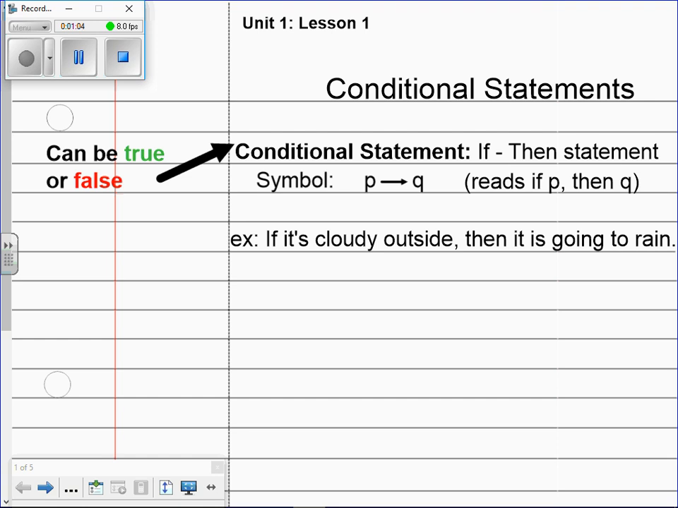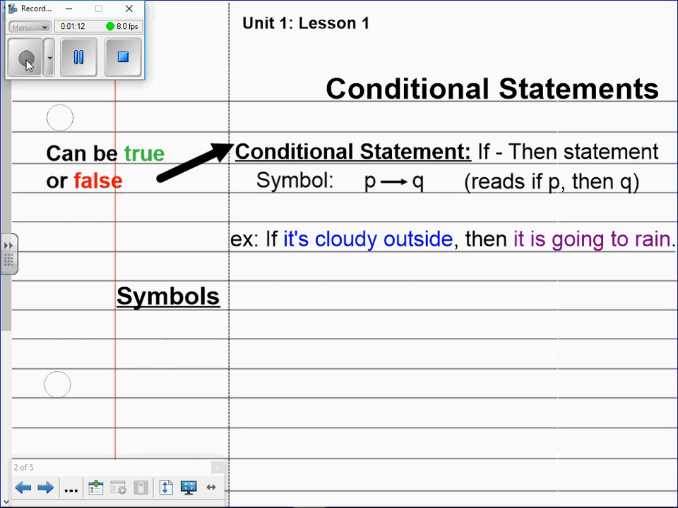The first part of a conditional statement is what we call the hypothesis, which follows the word if. And the symbol for the hypothesis is P. And if we look at our example, it is it's cloudy outside. So it's what follows if, but it doesn't include the if.